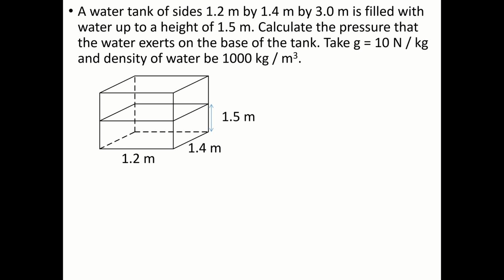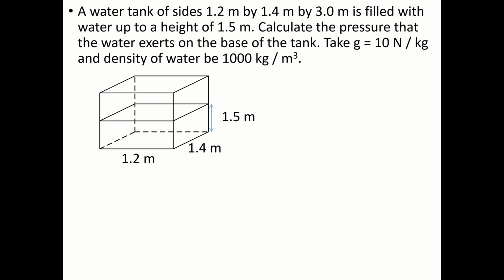In this next example, we have a water tank of size 1.2 meters by 1.4 meters by 3 meters filled with water up to a height of 1.5 meters. Calculate the pressure that the water exerts on the base of the tank. We take g to be 10 newton per kilogram, and the density of water to be 1000 kilogram per meter cube.